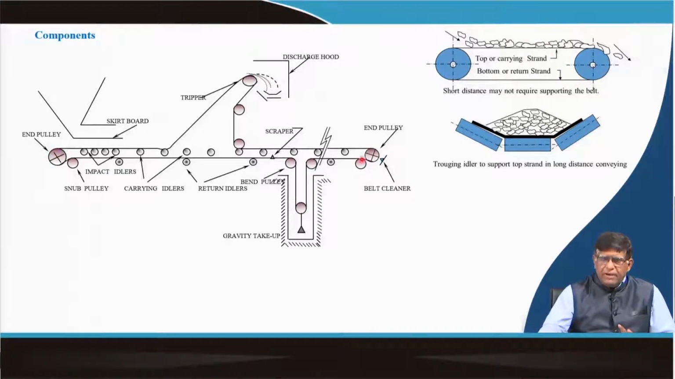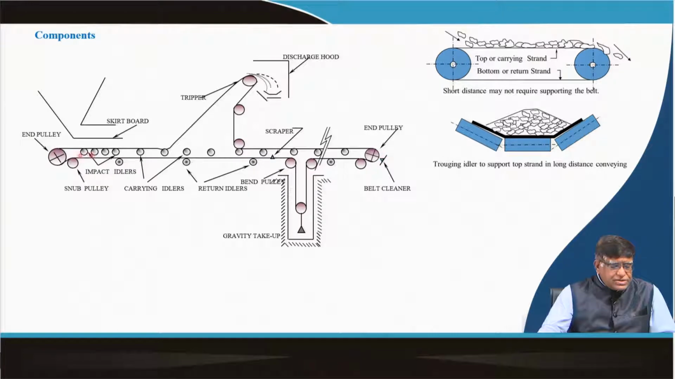Normally, you will find that we keep the driving pulley at the discharge end, and we will know why it is so later, when we do the belt tension diagram and the location of the driving power. But at this point, you can remember that generally the discharge end will be the driving pulley.